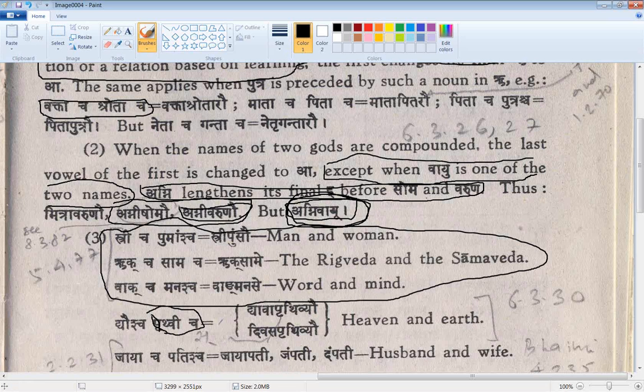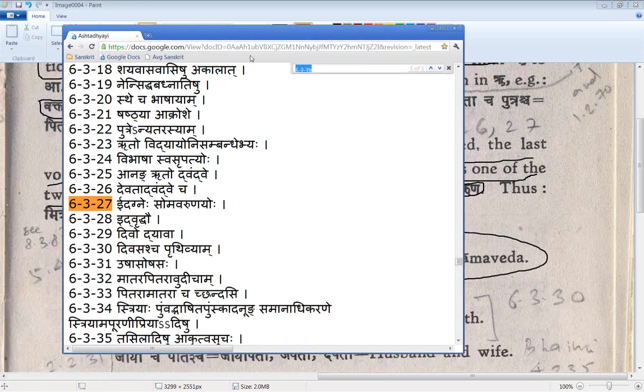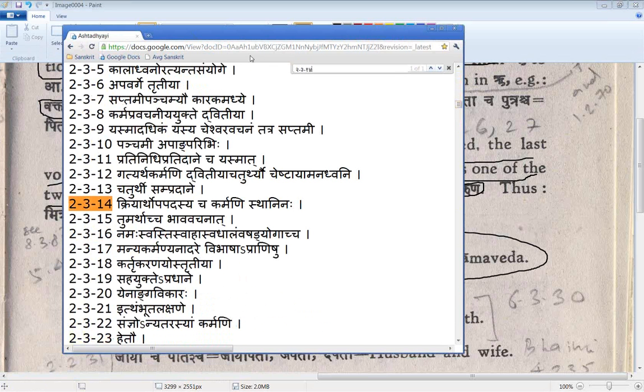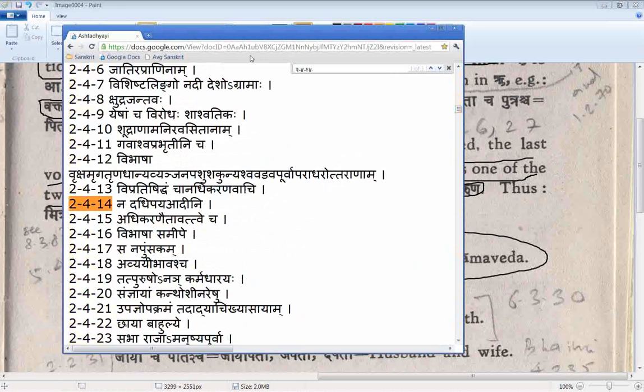By the way, if any of you chant the Shiva Mahimna Stotram, Anuj has a question. Yes, sir. Satyaji, this Vang Manase was mentioned in 2.4.14. Good question. Let's see 2.4.14. Nadadipayadini. Very good.